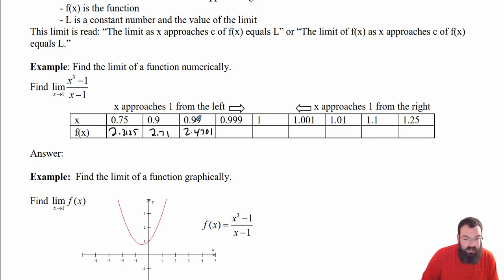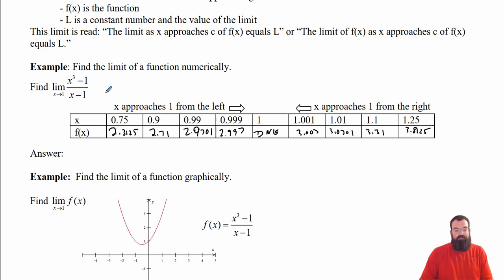I'm sorry, 9701, not 47. Sorry, my handwriting. And then 2.997. At 1, it does not exist. All right. At 1.001, I get 3.003. I get 3.0301. I get 3.31 and 3.8125. So what's going on here?